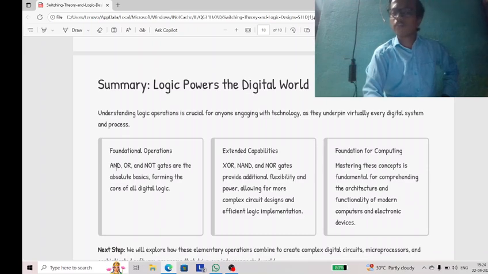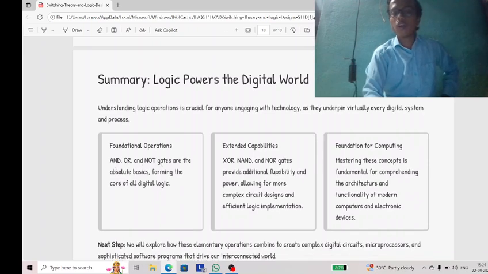The first module: AND, OR and NOT gates are the absolute basics, forming the core of all digital logic. The second module: XOR, NAND and NOR gates provide additional flexibility and power, allowing for more complex circuit designs and efficient logic implementations. And the third module is a foundation for computing. Mastering these concepts is fundamental for understanding the architecture and functionality of modern computers and electronic devices.